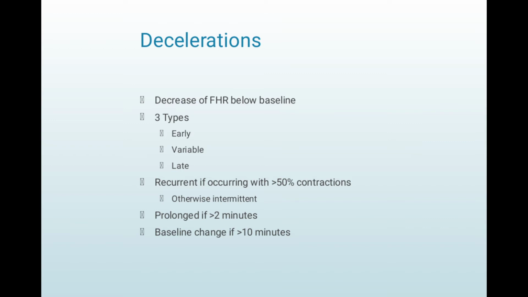Decelerations are a decrease of fetal heart rate below the baseline. The three types of deceleration are early, variable, and late. Recurrent decelerations are those occurring with 50% of contractions, otherwise they are intermittent. It is prolonged if it lasts 2 minutes, and a baseline change if 10 minutes.